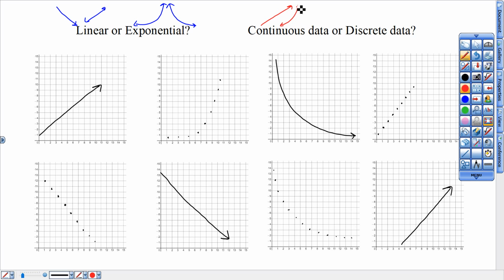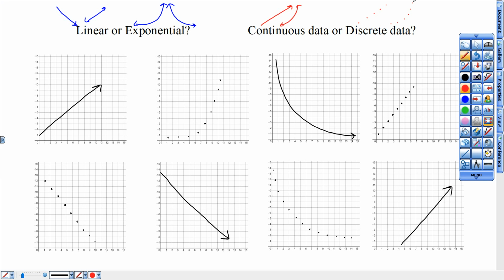Discrete data means your data has holes in it, has dots, whether it be a linear pattern or an exponential pattern. It can be exponential dots too. Discrete. First word is dog, dog.